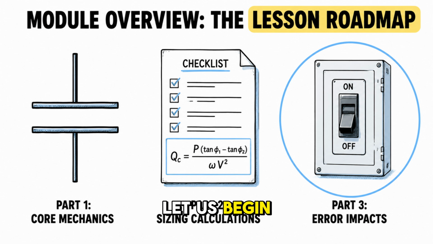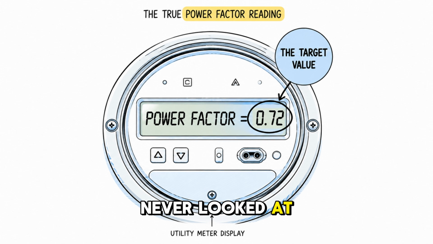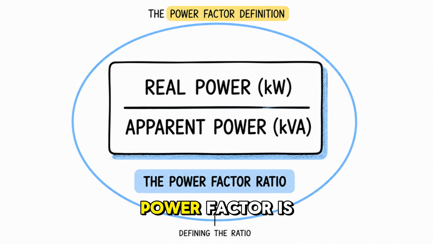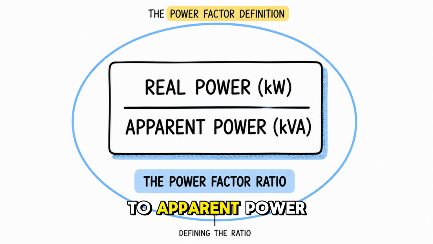Let us begin. The number the facility manager never looked at is the power factor reading on the utility meter, and in this facility it reads 0.72. This single number explains the entire penalty charge, and everything that follows in this video is about understanding it and fixing it. Power factor is the ratio of real power to apparent power.